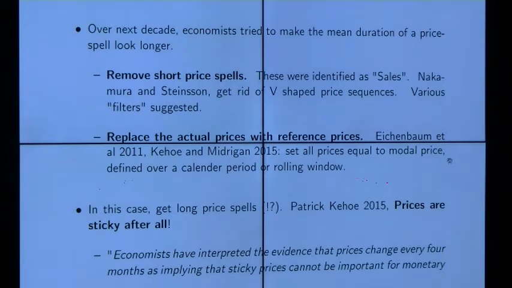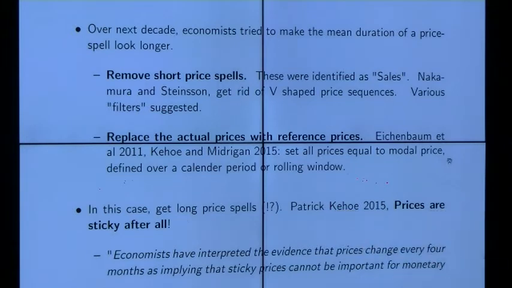Why do people do that? Well, what they say is that prices jump around a bit, but they always tend to come back to a particular level, which is called the reference price. So the price may go down for a sale or may go up or down, but they tend to come back to the same level. They call that the reference price, and the reference price can remain constant for quite a long time. So if you remove short price spells, or even more, you replace actual prices with reference prices, then you get long price spells.